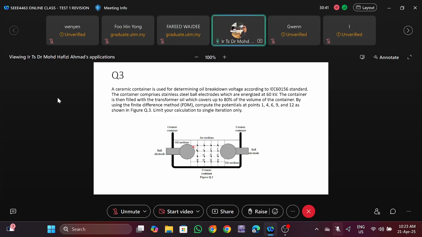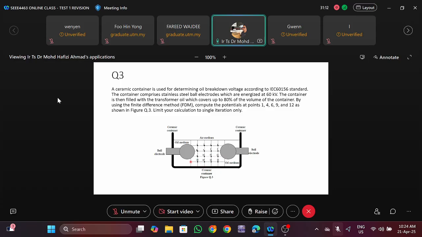the metal steel ball electrode, so this will be 60 kV. Same goes to here, here, here, and here, which will also be 60 kV. And then the ceramic container is what they call insulation. For the insulation, we consider the initial voltage to be equal to 0 volt. So here will be 0, here will be 0, here will be 0, here will be 0.